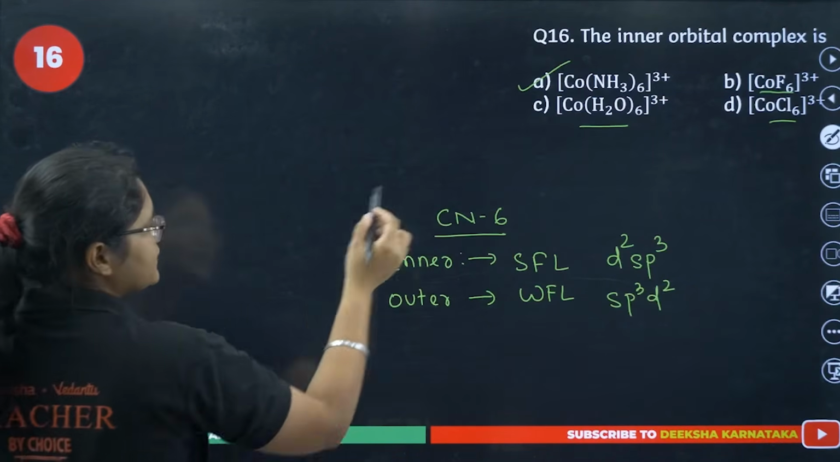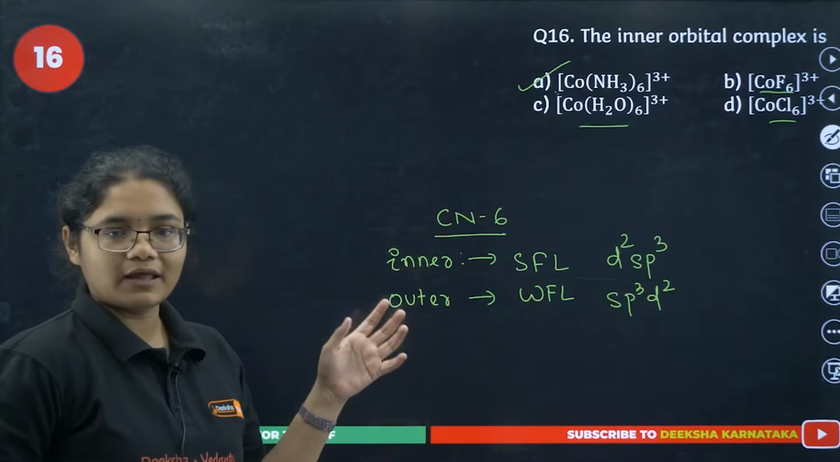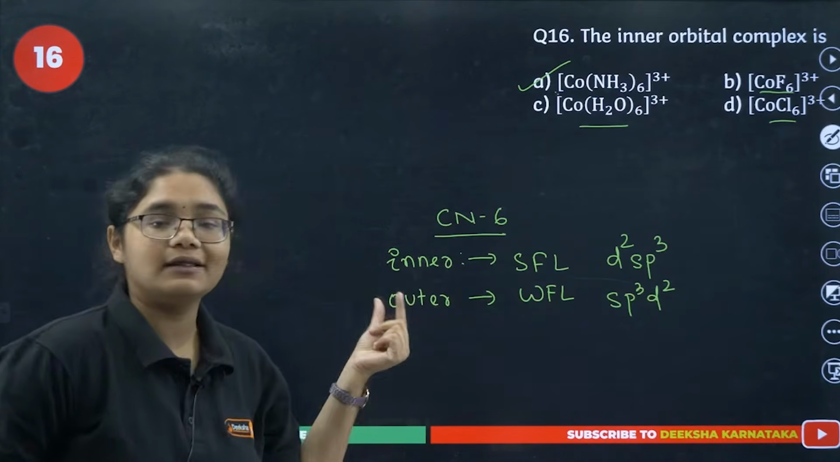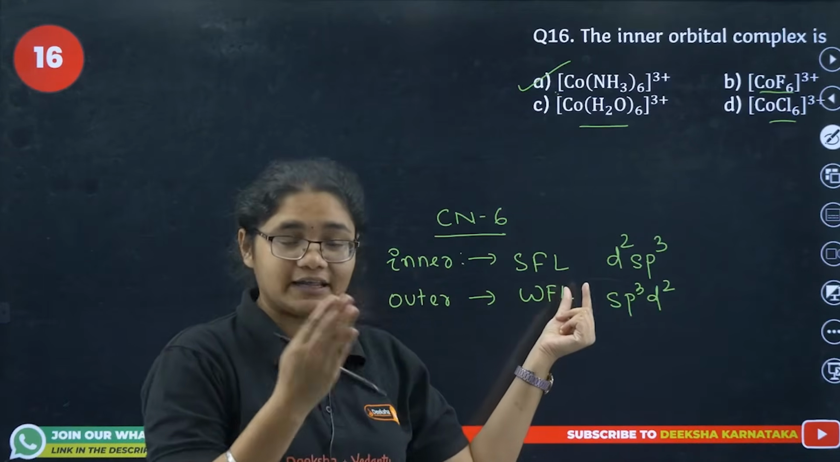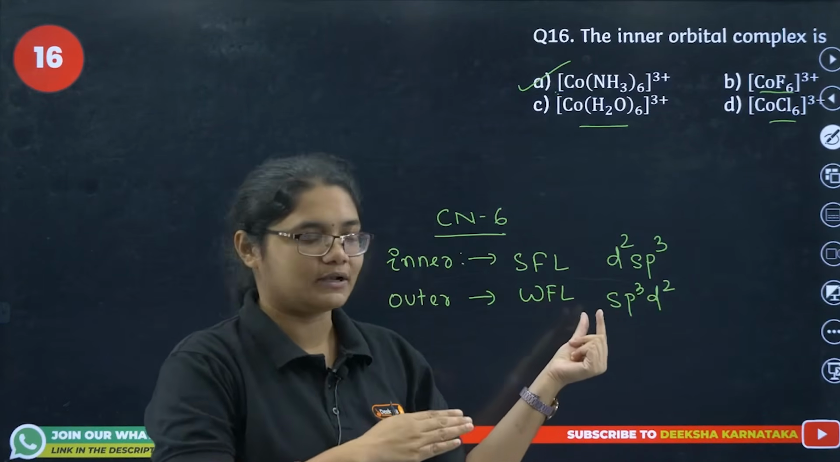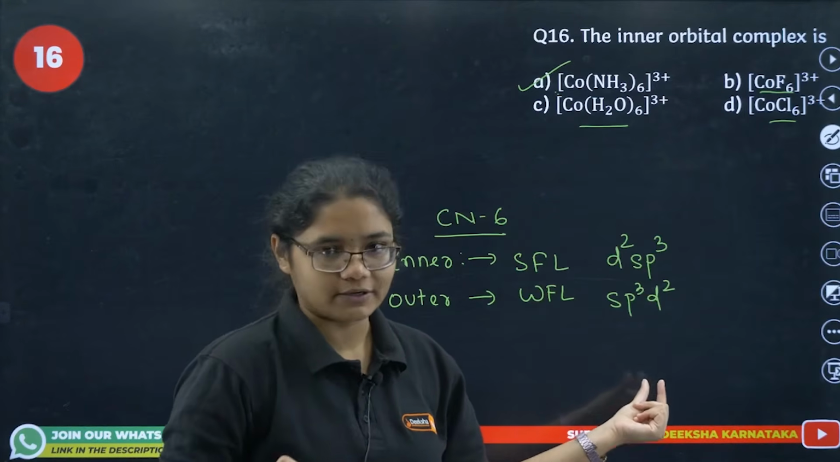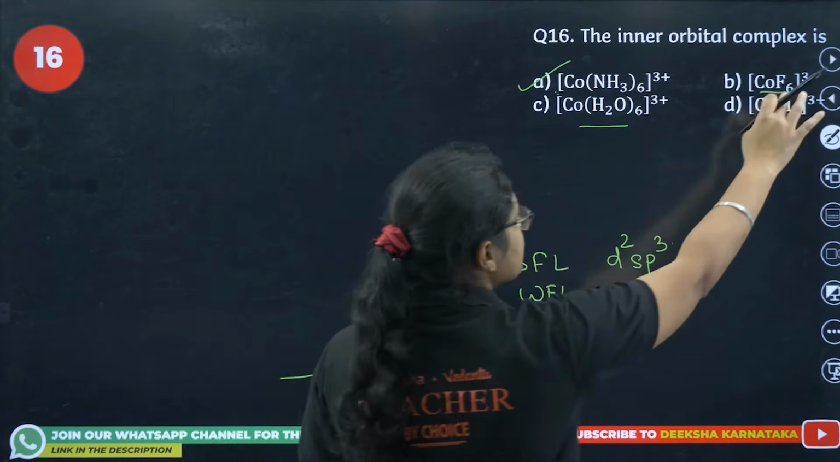We can directly say option number A, but before that, let's check it. This example of [Co(NH3)6] is already there in the book, and if you remember, it has d2sp3 configuration. So why do we call it an inner orbital complex? Because here the 3d orbitals are used, the inner d orbital. Here the 4d orbitals are used, the outer d orbital. So option number A here.